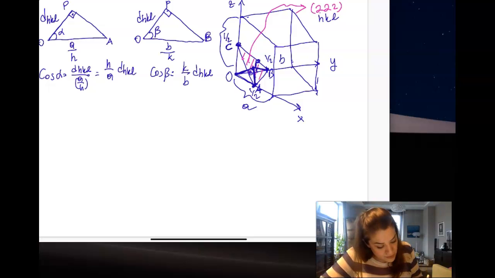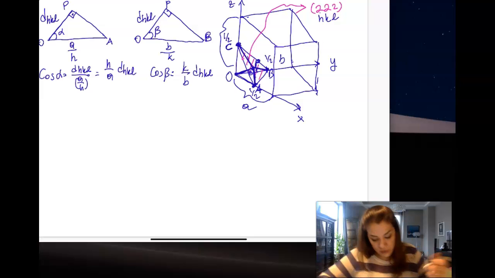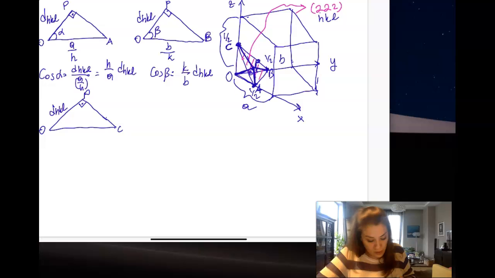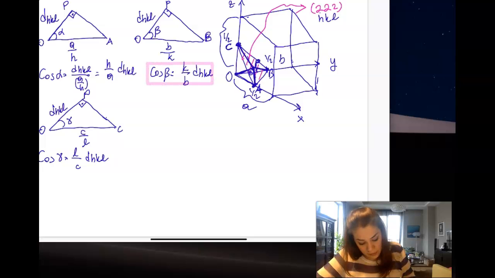So if I do the same thing for c, and draw the O, P, and C triangle this time, O, P again is my dHKL. O, C is equal to c over l this time. And if I designate another angle, cosine gamma is equal to l over c dHKL. So let me put them in squares.